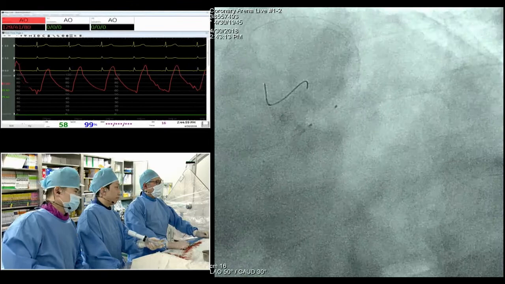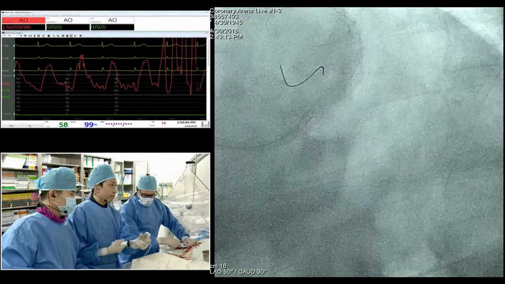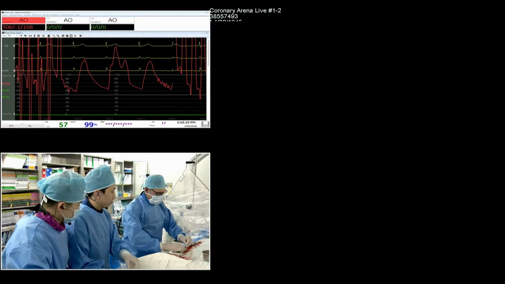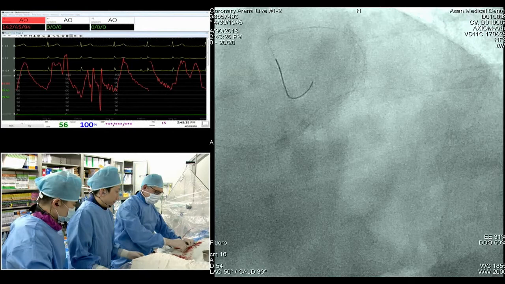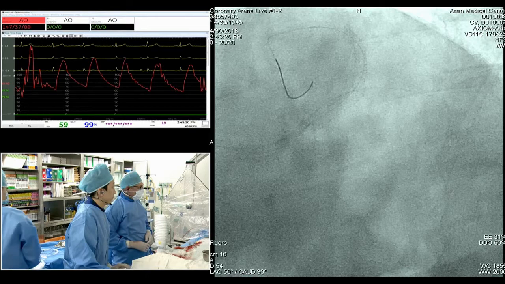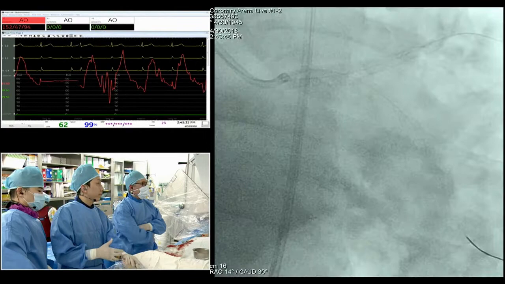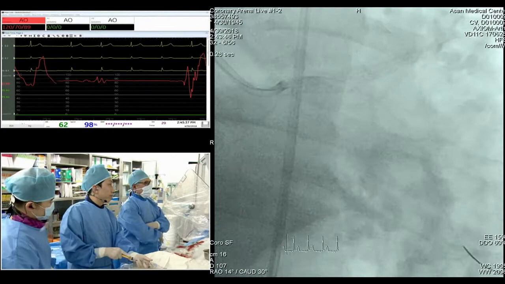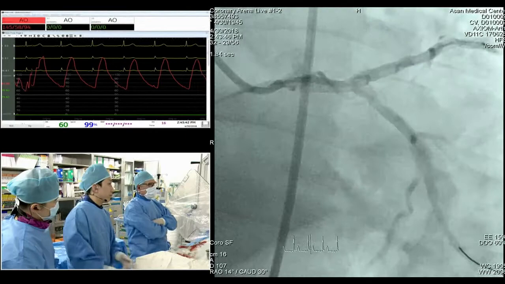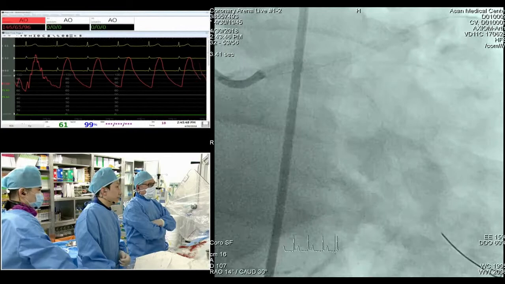So now we have really a good apposition proximal to the bifurcation, and we'll check in the aerial view, aerial-caudal, that we have a good result. Okay, so now we have still some residual lesion at the level of the calcification that will be solved by the kissing balloon inflation, I think. So there is no carina shifting visible in this view.